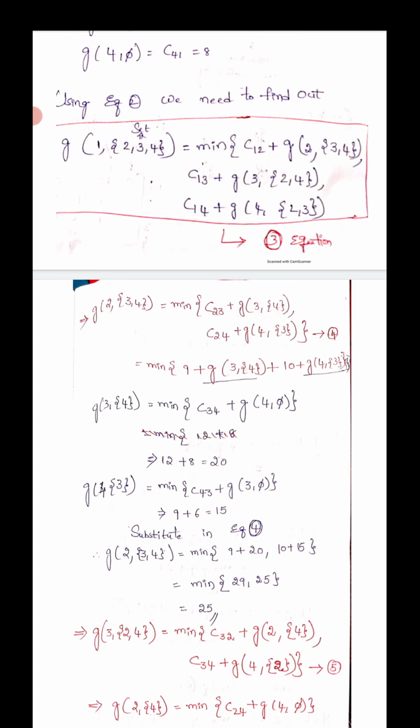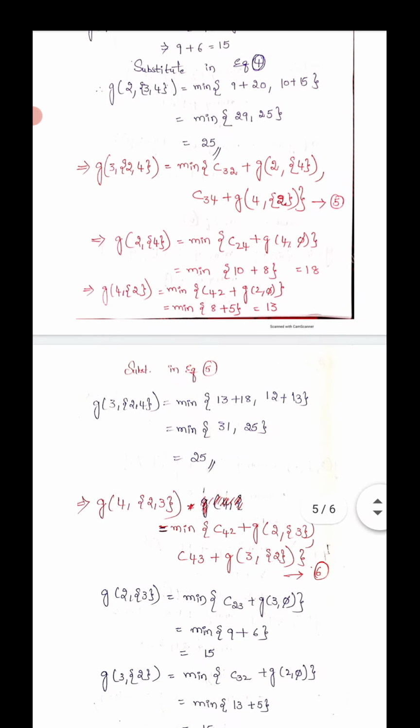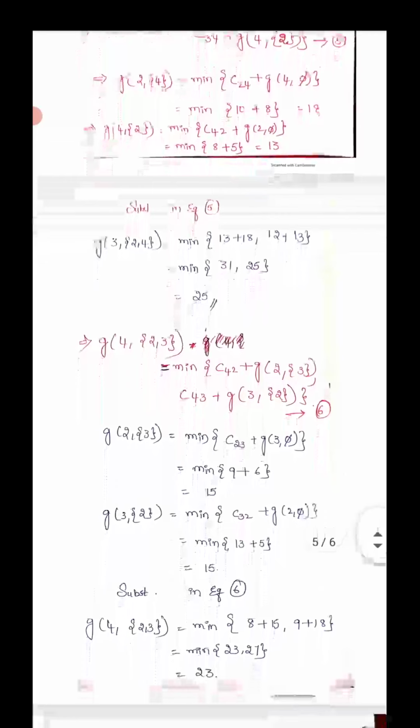Now we have to solve g of 4 comma 2 comma 3. Okay, g of 4 comma 2 comma 3. By using equation 2 we need to find this one also. Minimum of c suffix ij in the sense 4 2 plus g of j in the sense 2 comma set 2 comma 3 minus j, 2 gets cancelled, remaining set 3 comma. Next we have to take c suffix ij in the sense 4 3 plus g of j in the sense 3 comma set of 2 comma 3 minus j, 3 gets cancelled, we can get only 2. Okay, now we have to calculate here. This is equation number 6.